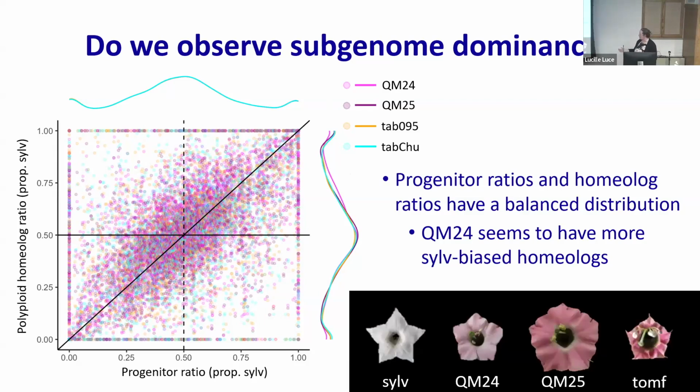And if we look at their floral phenotypes, here's QM24, here are the two parents. You can see that QM24 shares some things with sylvestrous that may be a little bit further away from tomentosiformis. It has a paler color, it has a smaller tube opening, it's more star-shaped, and so maybe that is reflected in the morphology that we observe.